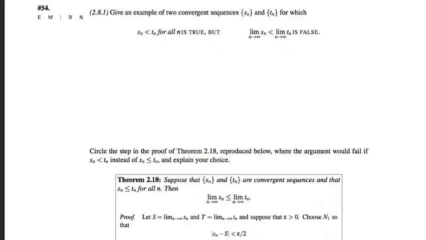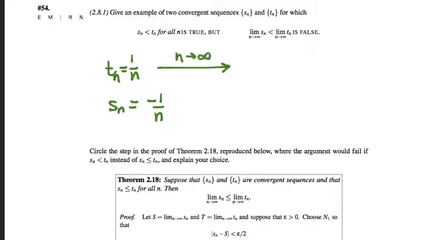Okay. So Sn was 1 over n? Yep. And Tn was minus 1 over n? Did I have that right? There we go. That makes sense. Right, so sure enough, each of these is convergent. What do the TNs converge to? 0. And the SNs converge to 0.